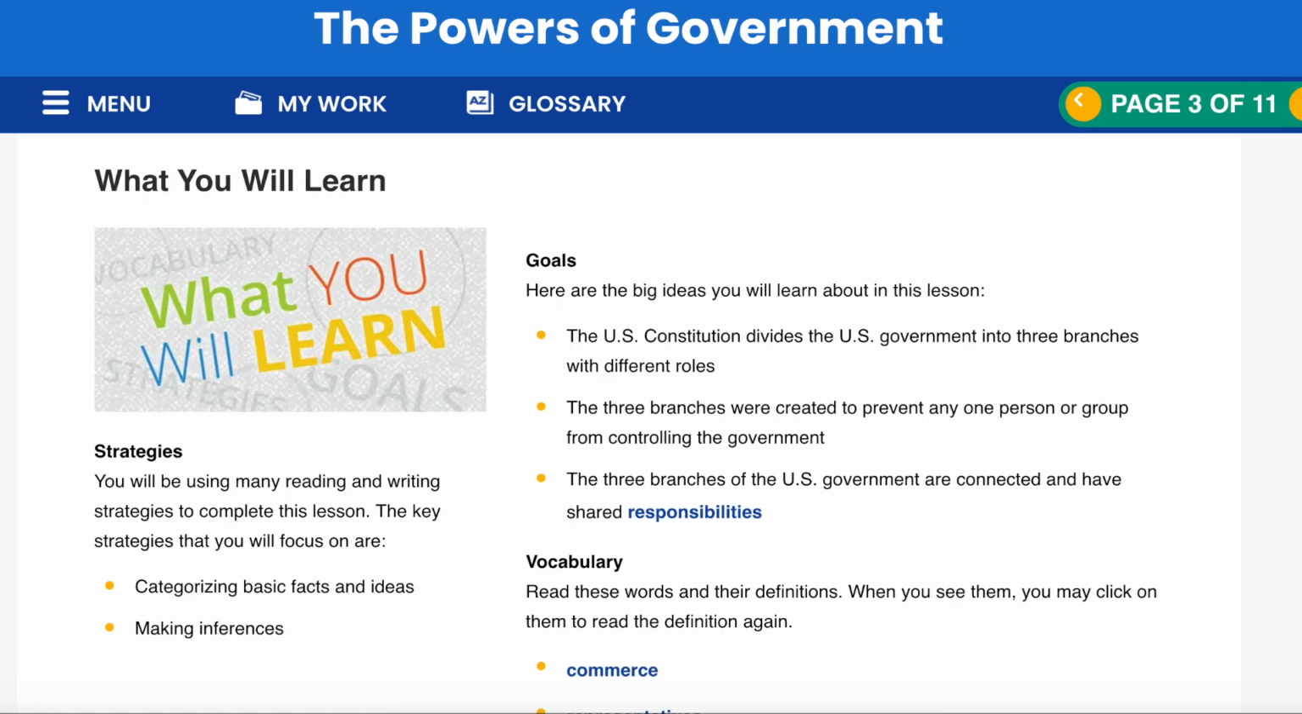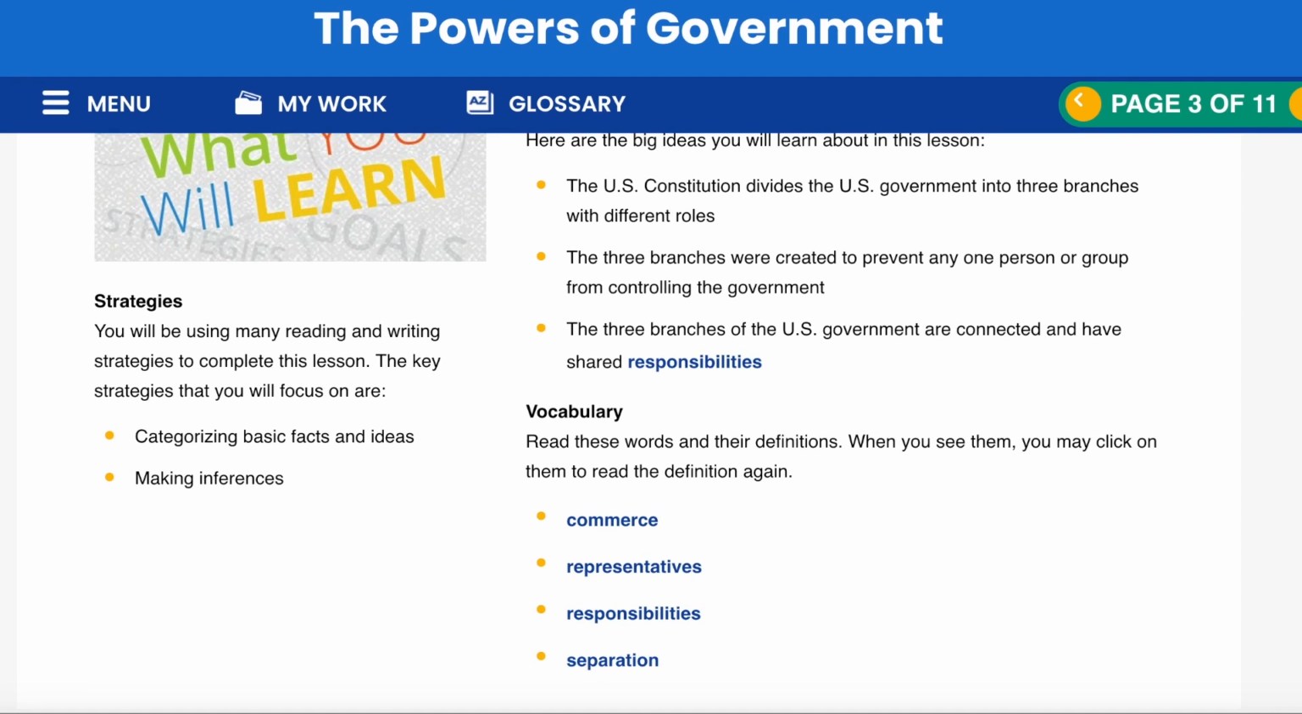What you're going to learn. The goals, or the big ideas, of this lesson are that the United States Constitution divides the U.S. government into 3 branches with 3 different roles. The 3 branches were created to prevent any one person or group from controlling the government, and the 3 branches of the U.S. are connected and have shared responsibilities.